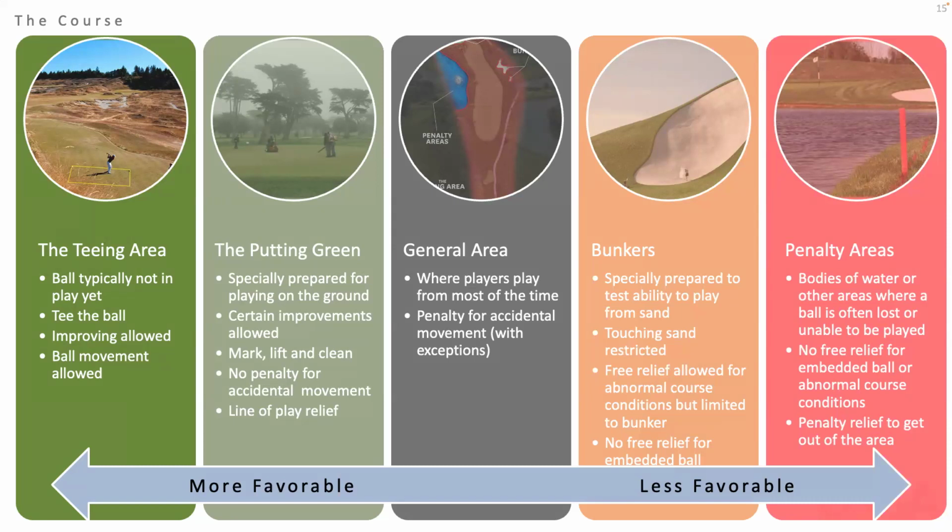But we're going to see that in the teeing area, you're going to be able to do a lot of different things. Like I referenced at the jump, you can do a lot of things in the teeing area that you really can't do anywhere else. So, we're going to start there. We're going to then work our way down to our less favorable areas. And obviously they're the places you really don't want to be when you're out on the golf course.